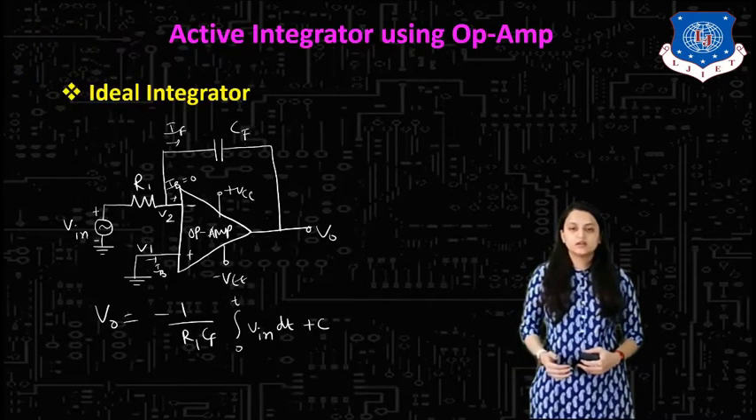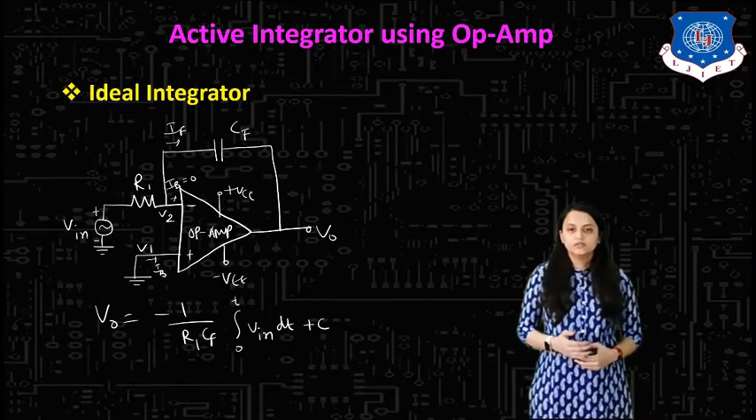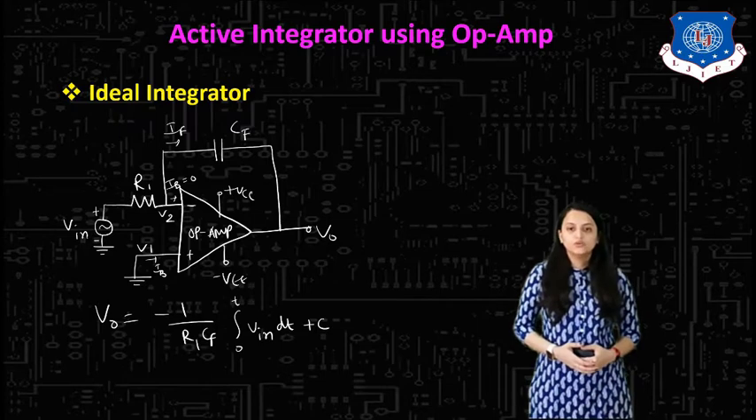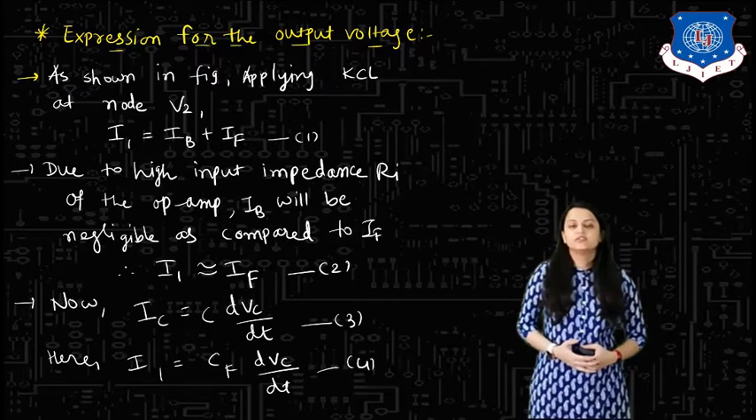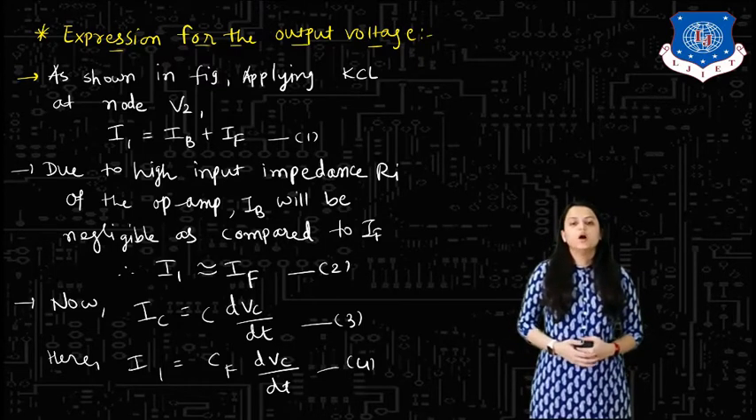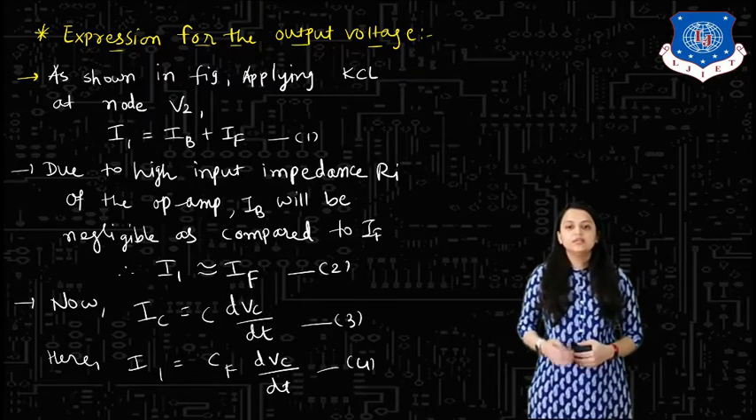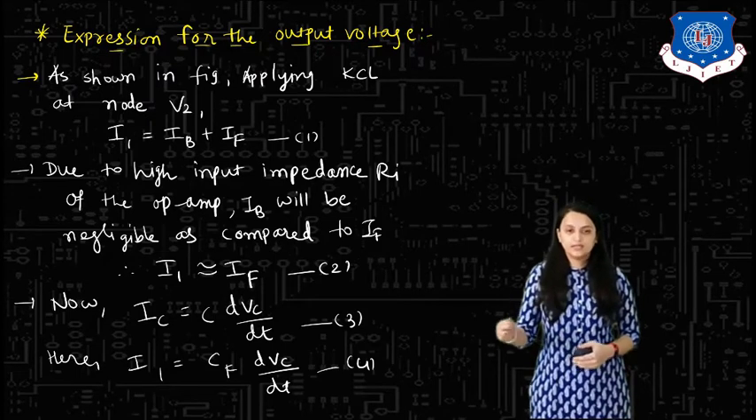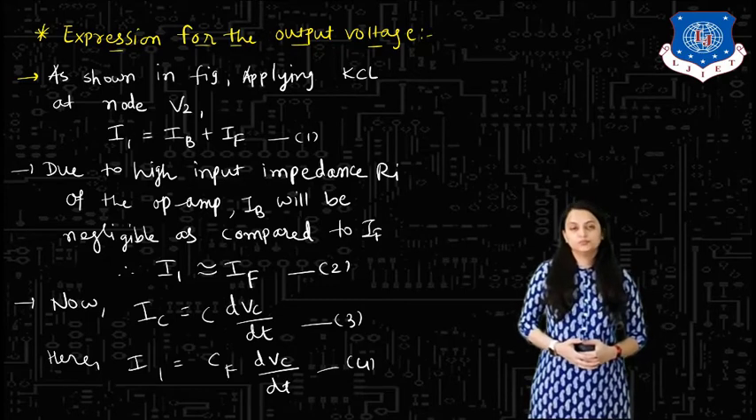You can see in this circuit, I1 is the current flowing through the resistance R1, and IF is the feedback current flowing through the capacitor CF. So we can say I1 equals IB plus IF. We give it equation number 1. Due to the high input impedance Ri of the op-amp, IB will be negligible as compared to IF. So we get I1 almost equals IF. Let us give this equation number 2.